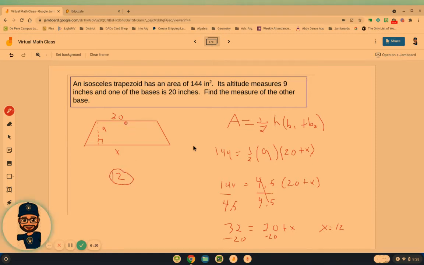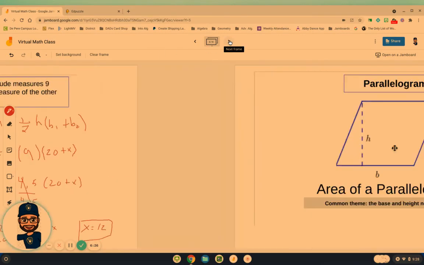Now again, the picture's not accurate. I could flip around the 20 and the 12 because base 1 and base 2 are interchangeable. But I hope you see how we worked backwards through that problem, knowing the formula for the area of a trapezoid. Let's move on to the parallelogram.